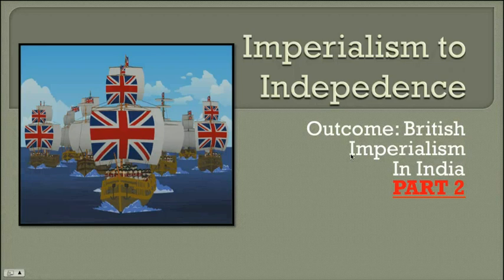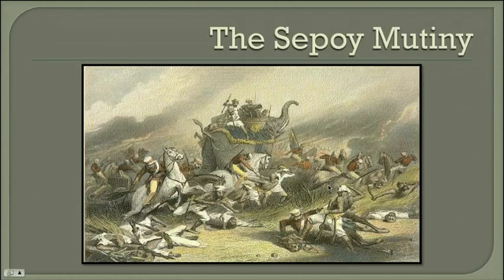The reaction comes in the form of something called the Sepoy Mutiny. If you recall, in part one, we talked about how Sepoys were Indian soldiers who were part of the British Army. And you can see they typically wore these red uniforms, red being very synonymous with the British Empire. The Sepoy Mutiny is a strong reaction to British rule, but for very different reasons.